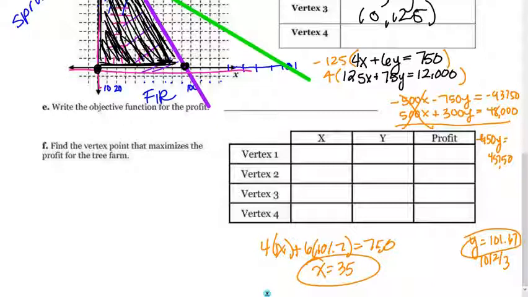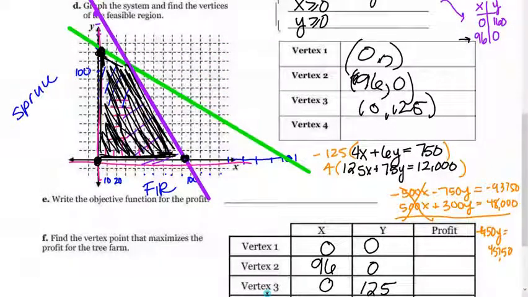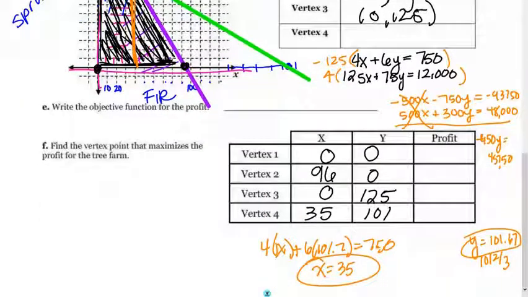So when I list all my vertices in here, I had 0, 0, 96, 0, and 0, 125. In here, I'm going to have 35 and 101, okay, because you can't sell 0.67 trees. Don't round first and try to find the other one, round later. Another thing I do is I usually try to go back a little and look at my picture. Does this look like it's maybe about at 35 and 101? I mean, yeah, it's pretty close. And so because of that, I think that I did a pretty good job.